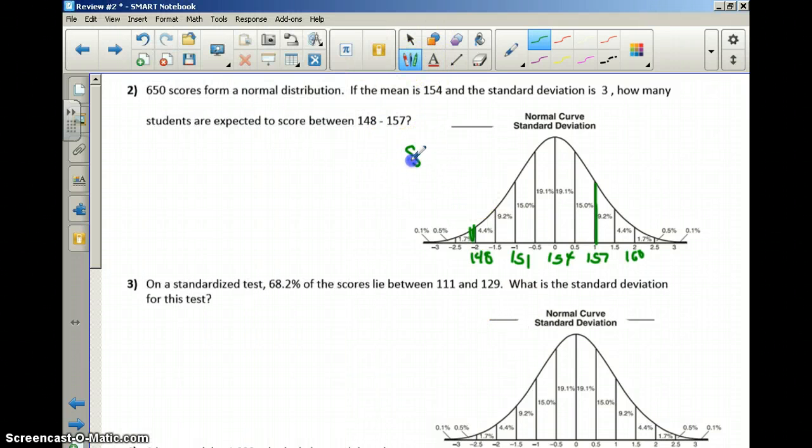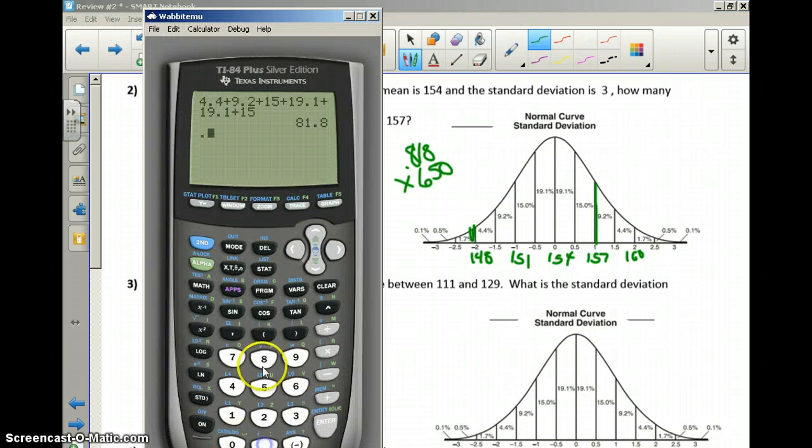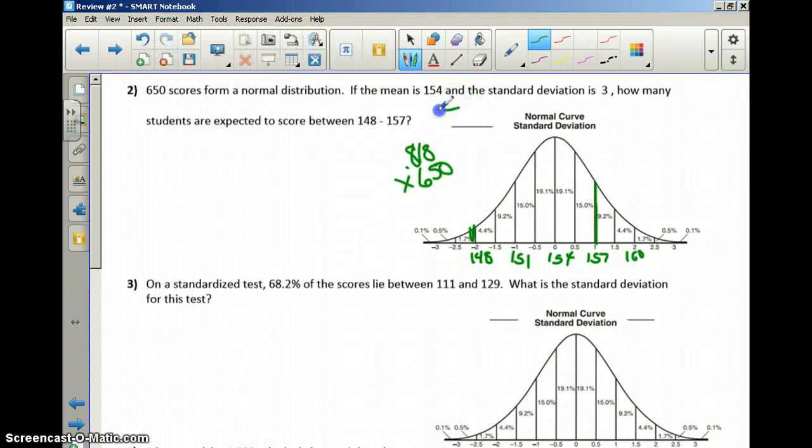So 81.8% as a decimal would be 0.818, and I want to find that percent of 650, so I'm going to multiply that by 650, and that is going to give me 532 students. So the answer to this one: 532 students would have gotten a score between 148 and 157.